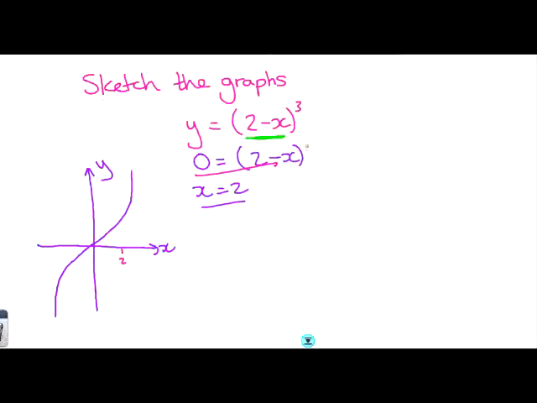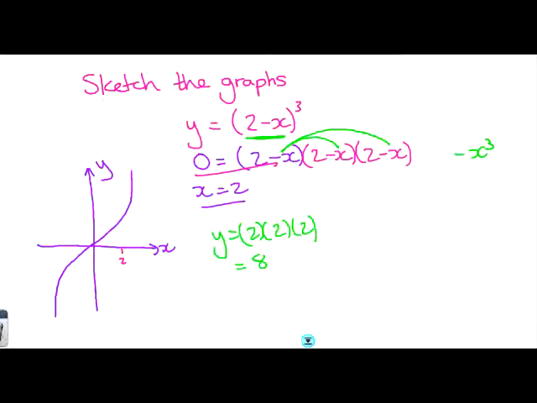Now I am going to write this out in full just for this bit. So minus x times minus x is x squared, and then x squared times minus x will be minus x cubed. If we pop a 0 in for each of these to find the y, we're going to have 2 times 2 times 2, which is 8. So we have our y-intercept of 8, which means this graph is going to be a minus x cubed graph and come through 8.